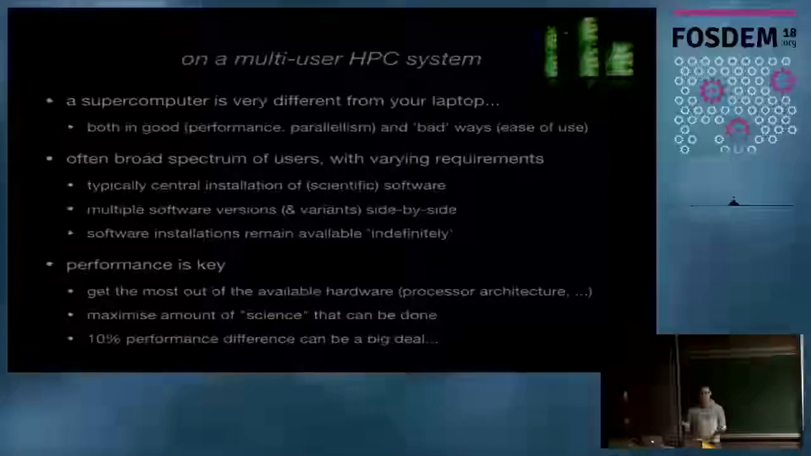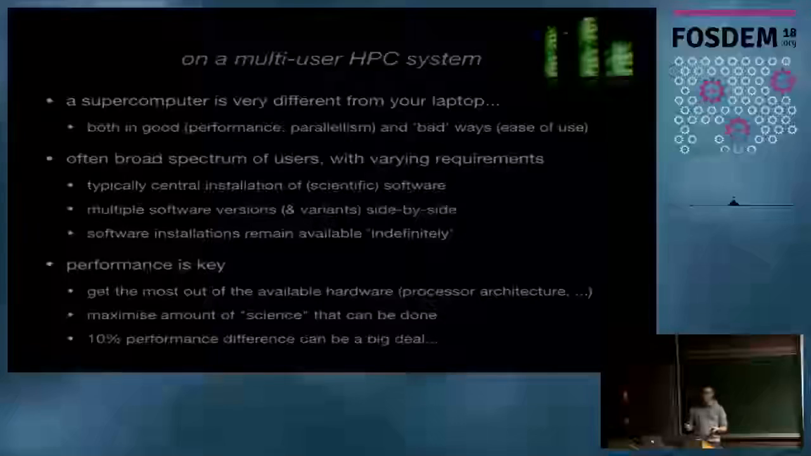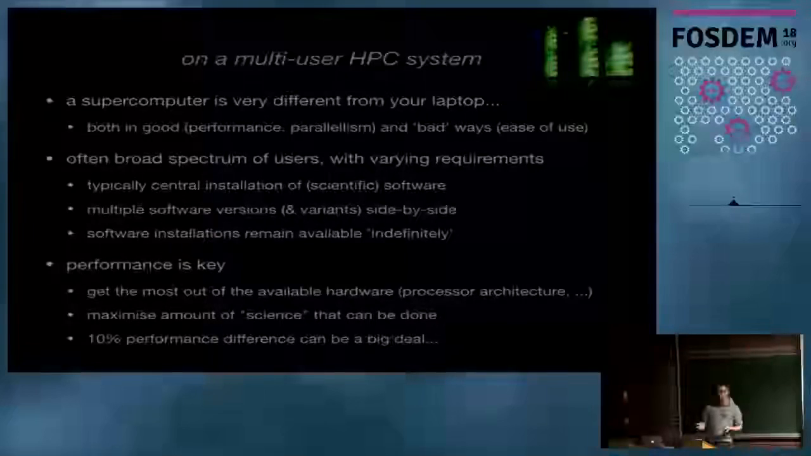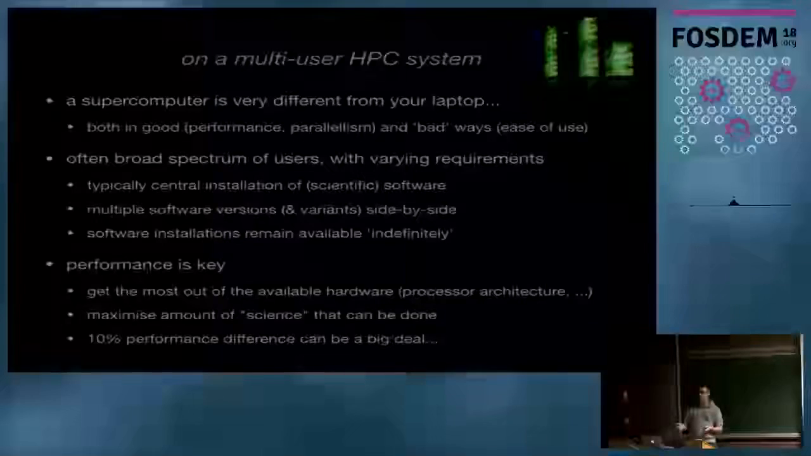And of course, performance is very important on supercomputers. If you buy this big expensive hardware with a really good expensive network, you also want to actually use it properly and get the most out of the system. For individual scientists, it's good that their runs are 10% faster with a little bit of effort. But for the administrators of the system, 10% is huge because that's 10% more science, right? So that's really what you want to aim for.